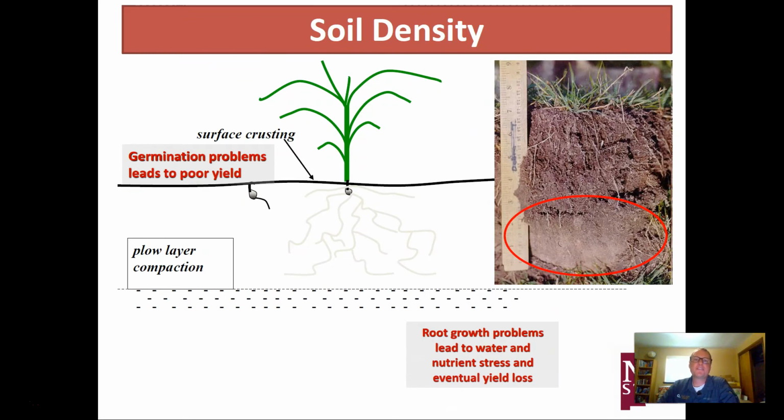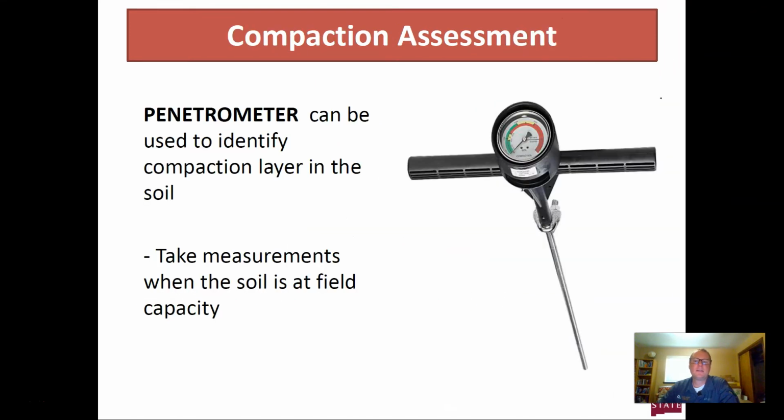Another important part of the physical properties of soil health is the soil density and soil compaction. If you have surface crusting, that can prevent seeds from germinating and sprouting above that top layer of soil. If you have deeper down compaction, it can prevent water from infiltrating and draining through your soil and can also cause root problems by preventing roots from penetrating down further into the soil.